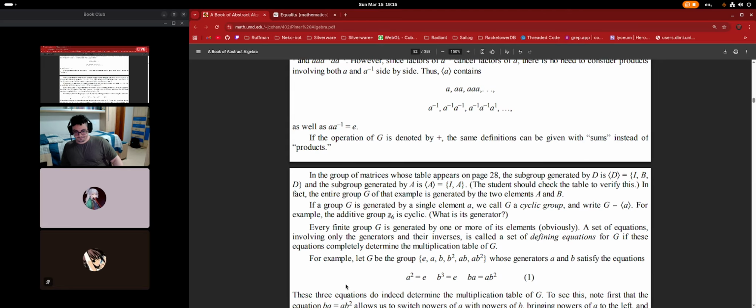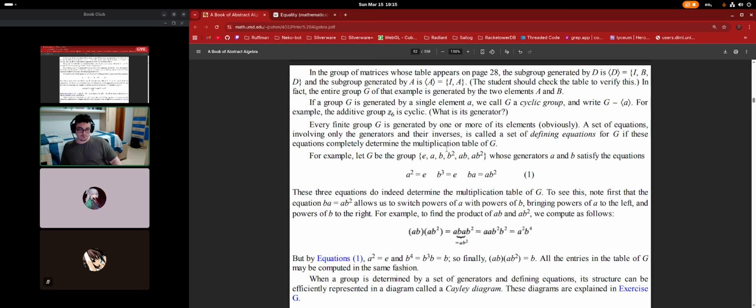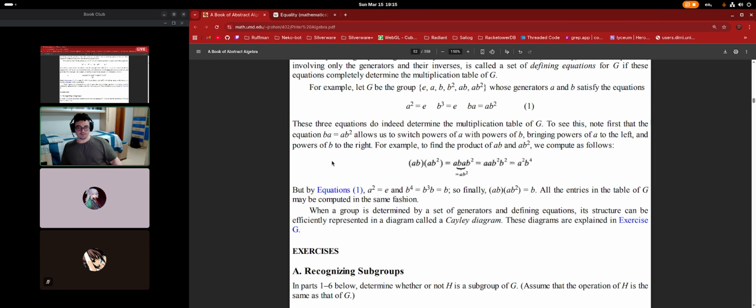Anyway, every finite group G is generated by one or more of its elements, obviously. A set of equations involving only generators and their inverses is called a set of defining equations of G if these equations completely determine the multiplication table of G. For example, let G be this group whose generators A and B satisfy these equations. These three equations do indeed determine the multiplication table of G.